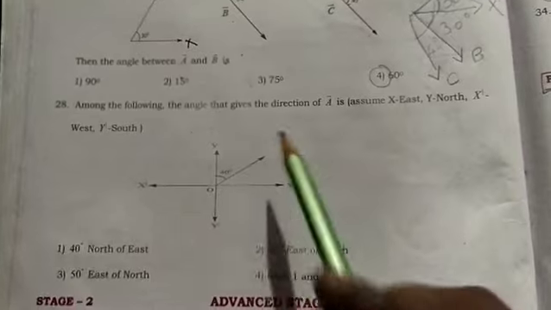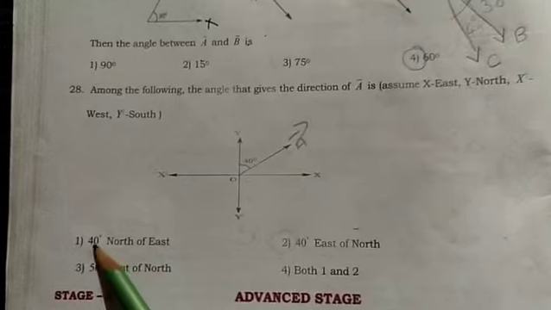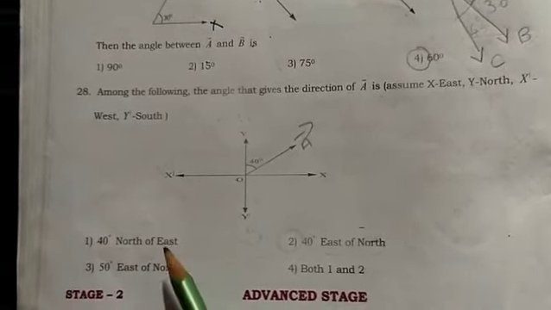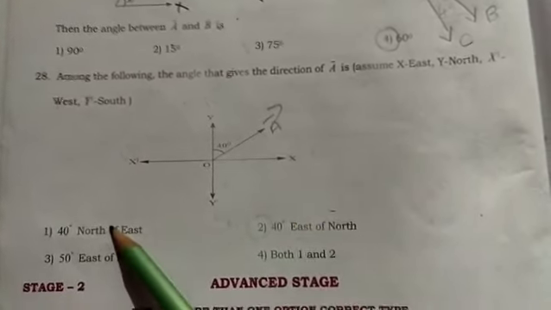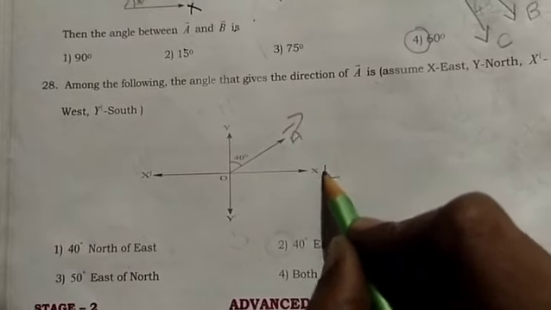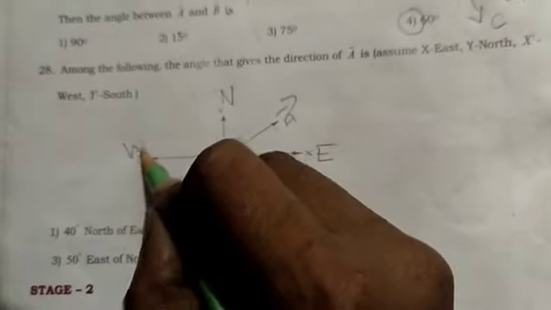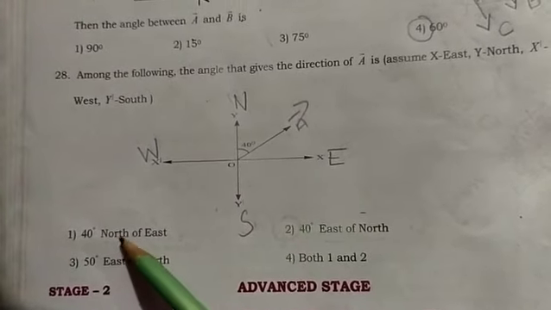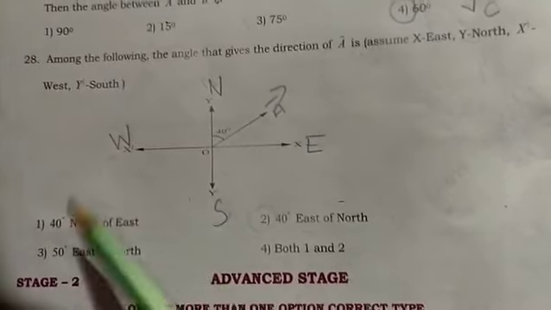Where is the A vector? This is the vector A. Okay, 40 degree north of east. This is the first option. So what is the meaning of this? From east to north, that is 40 degree. From east, we all know this is east and north, west and south. Okay, 40 degree north of east. So from east to north 40 degree.